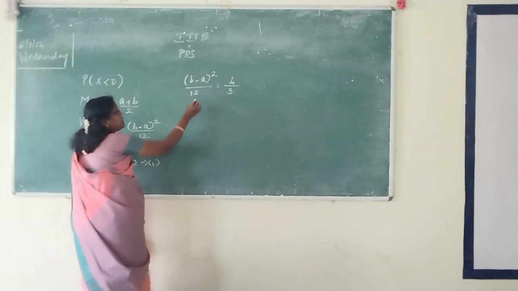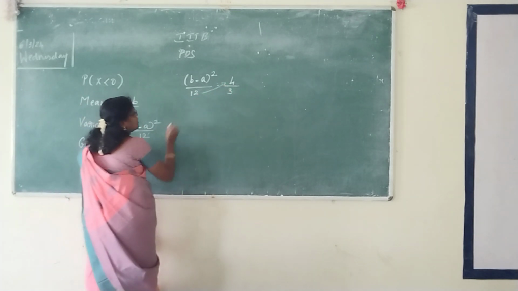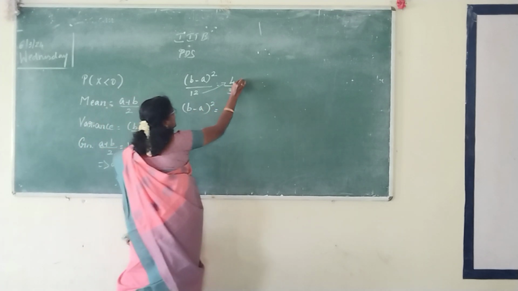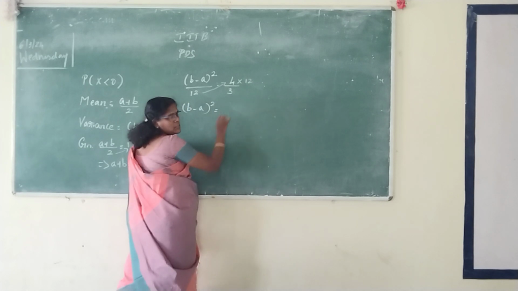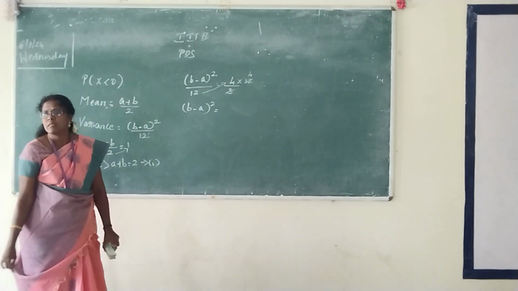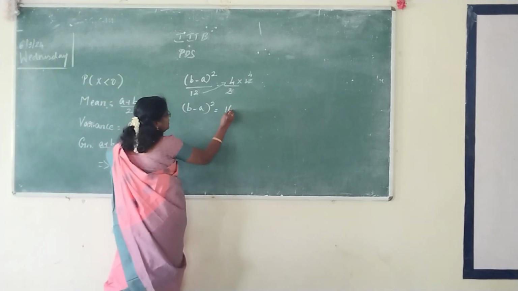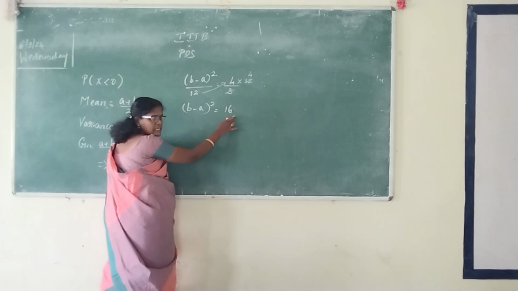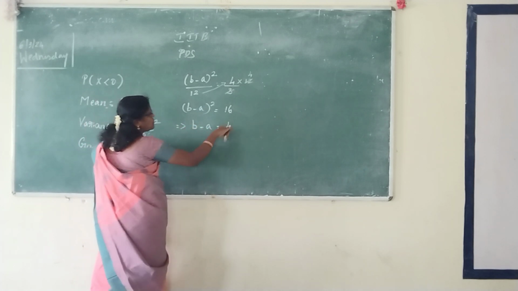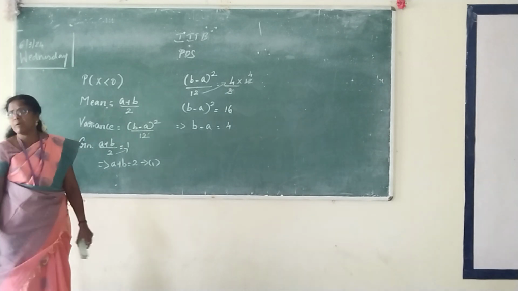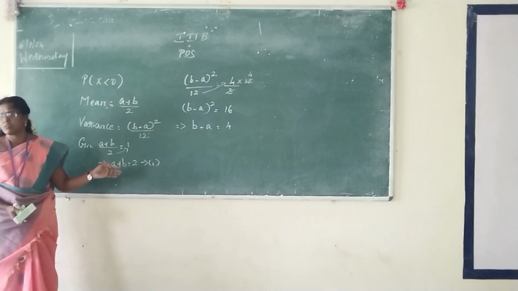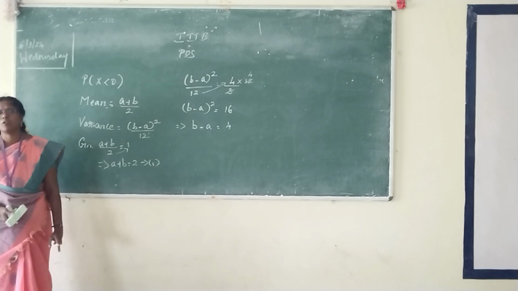So bring 12 to that side. B minus A the whole square equals 4 into 12 by 3. So 3 and 12 can be cancelled, 4 times. What is 4 into 4? 16. So if B minus A the whole square is 16, what will B minus A be? 4. We consider the positive number, because we are trying to find the value of the interval. B minus A equals 4.